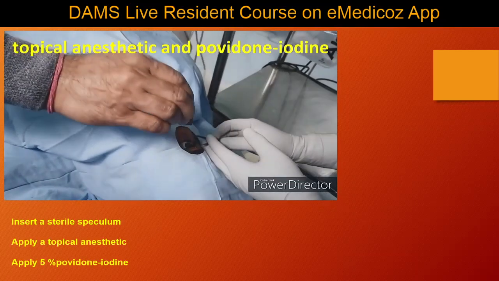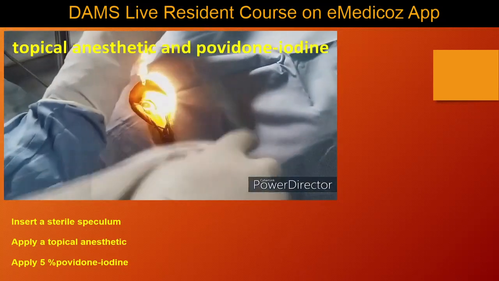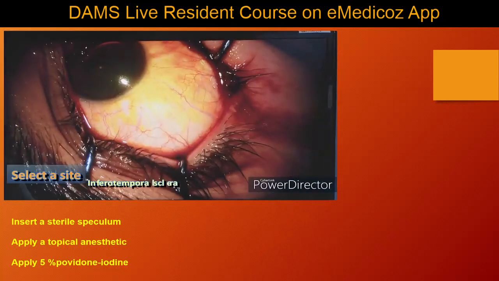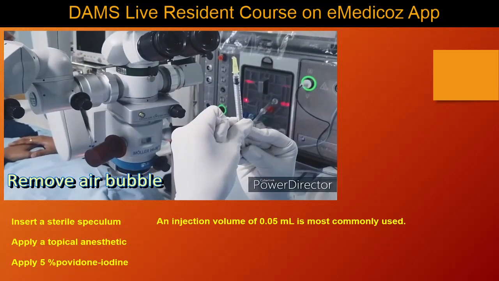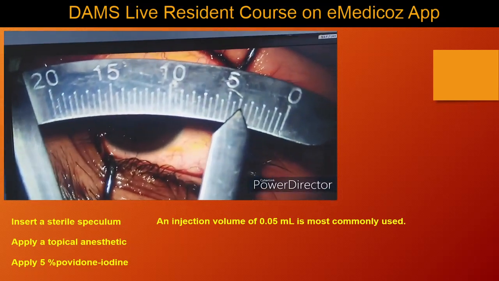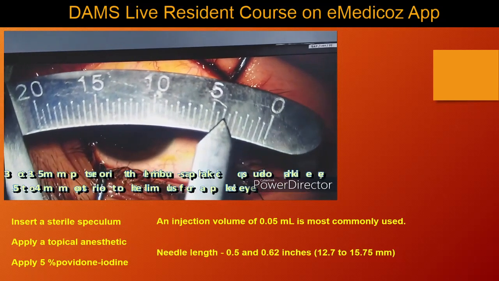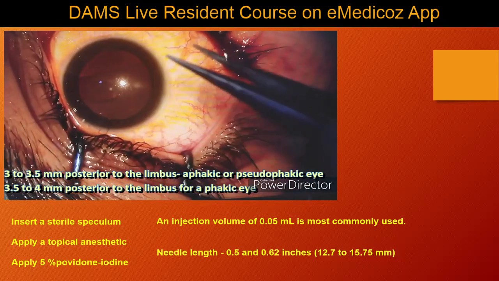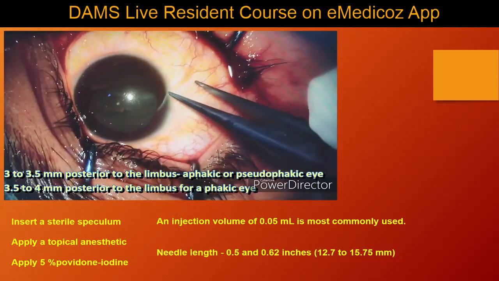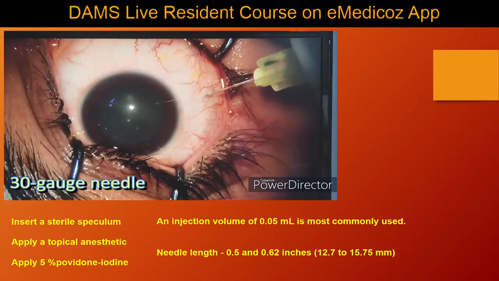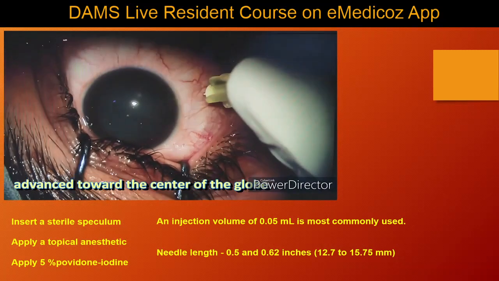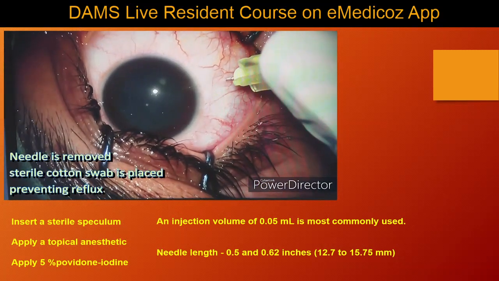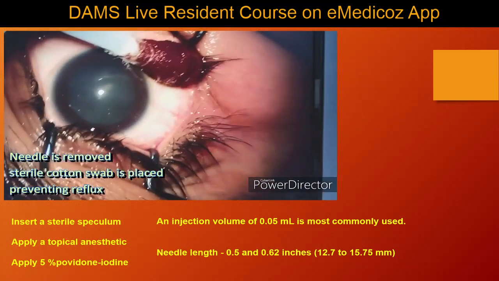Of course, it starts with topical anesthetic and povidone iodine after speculum. You choose the site. Inferotemporal is the most common site. 0.05 ml is used to remove the air bubble, and choose a 3 to 3.5 millimeter away from the limbus site in a phakic or pseudophakic, and this was a phakic patient, so we chose 4 millimeter site. The needle length is 12 to 15 and it is advanced towards the center of the globe like this. After the needle is removed, a sterile cotton swab is placed to prevent the reflux of the vitreous.